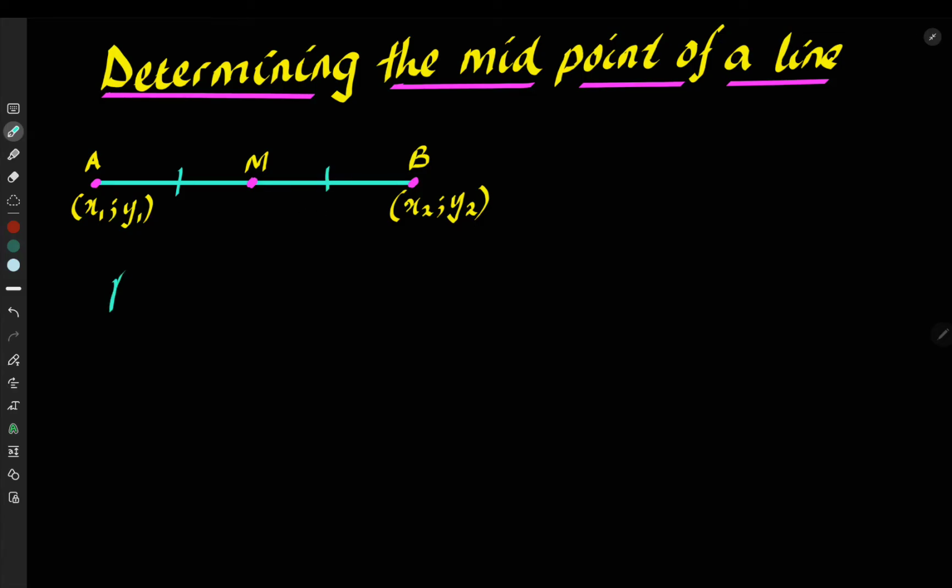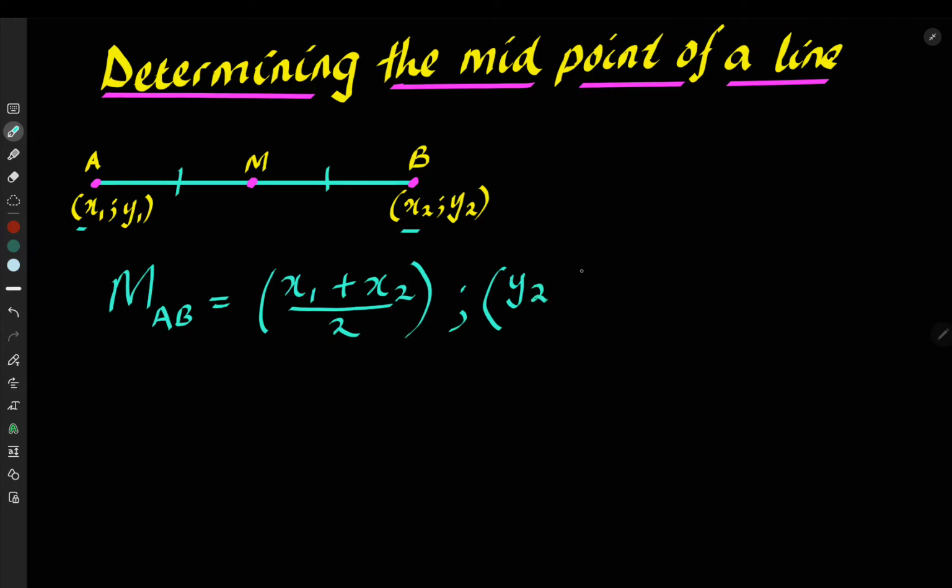Then the coordinates of the midpoint of AB can be calculated using the formula: x1 plus x2, that will be the x coordinate, divided by 2, and the y coordinate will just be equal to y2 plus y1. It really doesn't matter what you start with because you're adding. Then also this divided by 2. And this is how you determine the coordinates of the midpoint. Now let's look at an example.